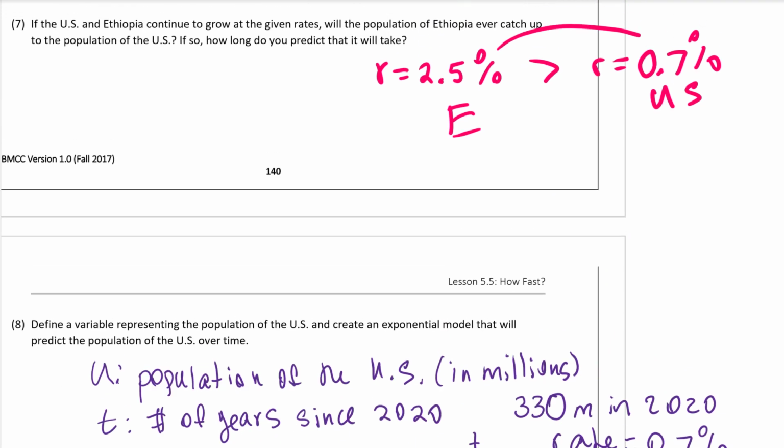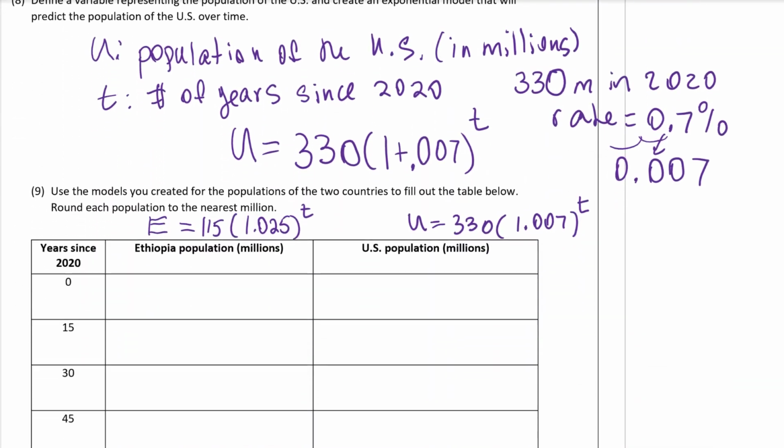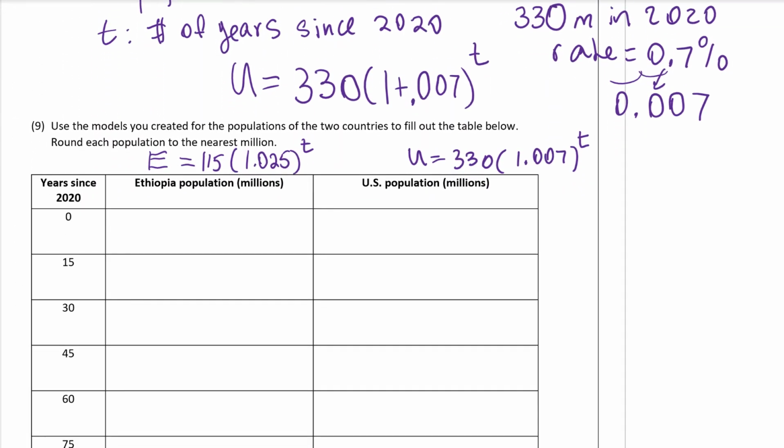Okay, let's make sure we copied everything right. Very good. Notice the years are all counted since 2020. So when the time is 0, that means it's the year 2020. When you substitute 0 in both of these equations, anything to the 0 power is 1, so that gives us the starting amount. 1 times 115 would be 115, and we have 330 right here.